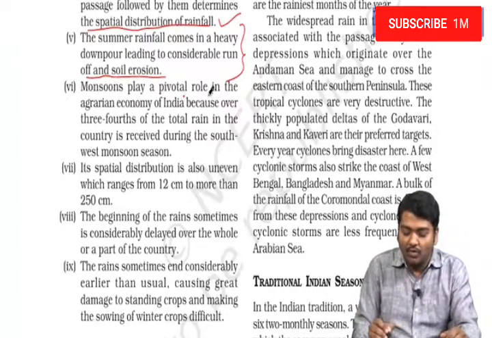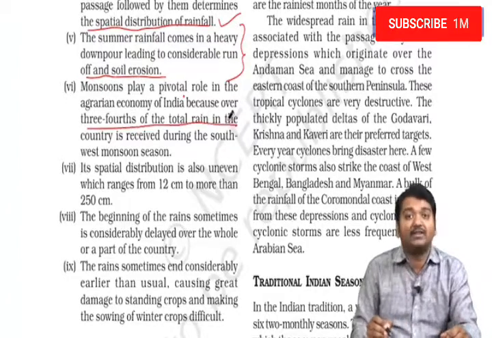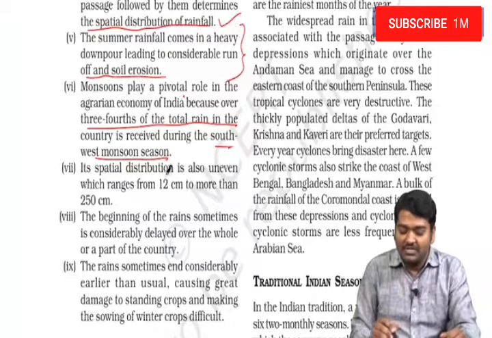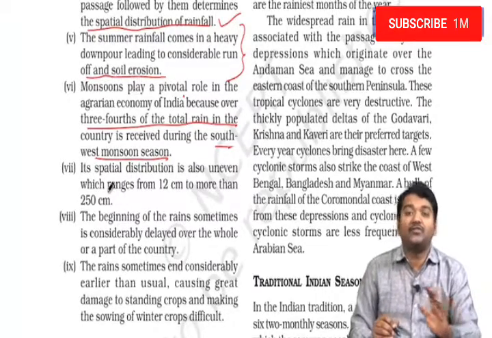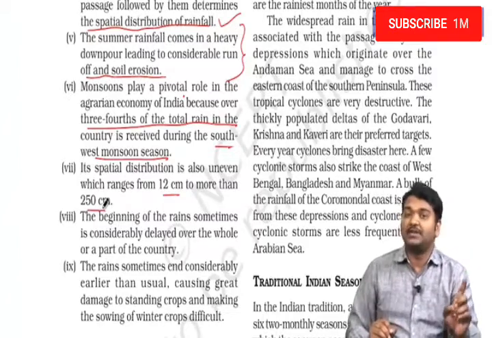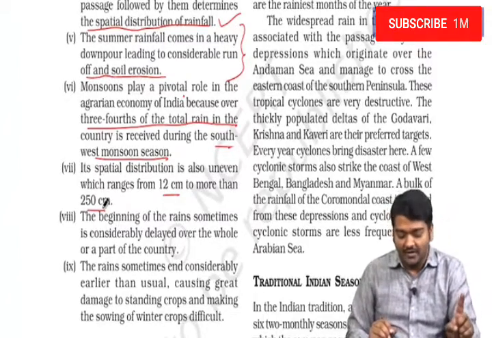Monsoons play a pivotal role in the agrarian economy because 3/4 of our total rain is usually received during southwest monsoons. Its spatial distribution is also uneven. In a few regions it gives only 12 centimeters, but it gives 250 centimeters in different parts. Because of this, different rainfall is observed in different regions.